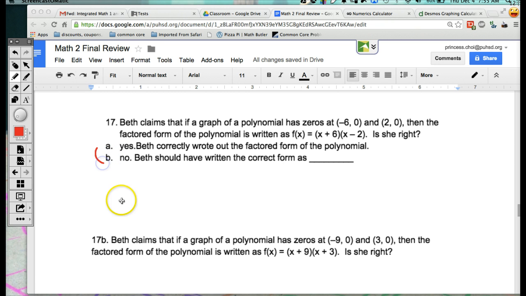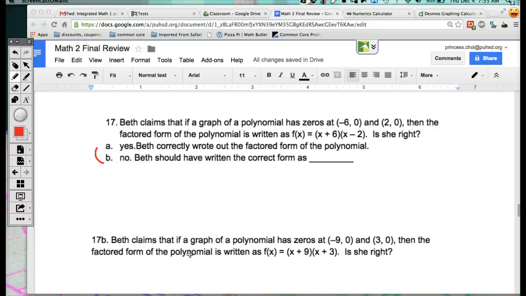Over here, I just put 2 because I didn't feel like you need more than 2 to get a sample of what you're going to be seeing on the final. But A basically says what? Yes, she did it right. And what does B say? B says no, Beth should have written the correct format, and then I put a blank line underneath because the test is very smart, right?